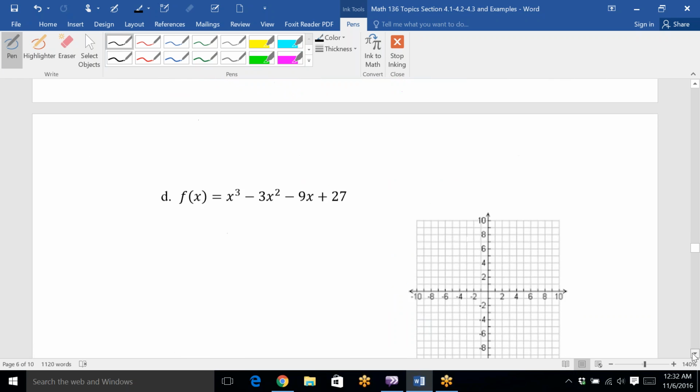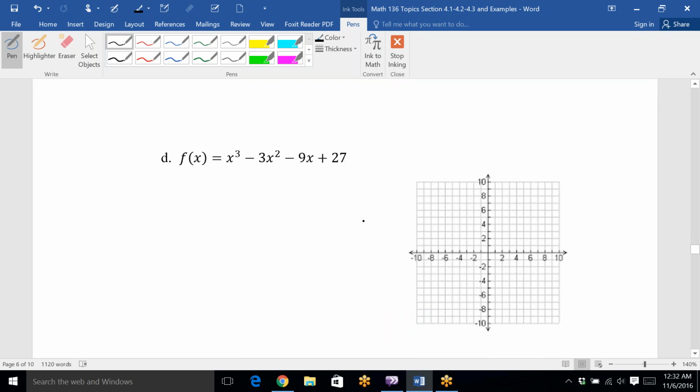All right, let's look at D. On part D, you have to factor first. So we would pull out, especially if you're going to use the chart method, we would pull out and factor by grouping because it's 4 terms. I would pull out an x squared out of the first pair and a -9 out of the second pair. I notice I get x squared minus 9, which will factor again, and an x minus 3.